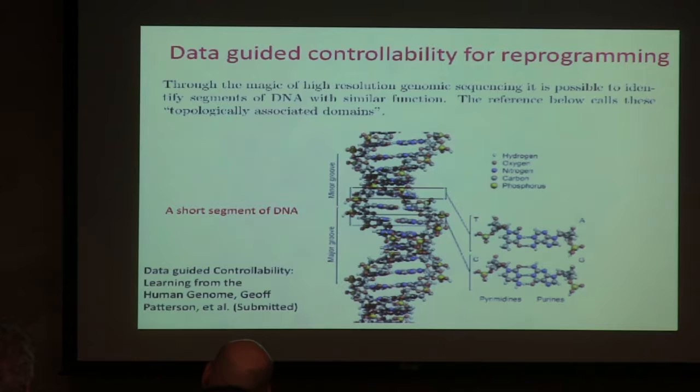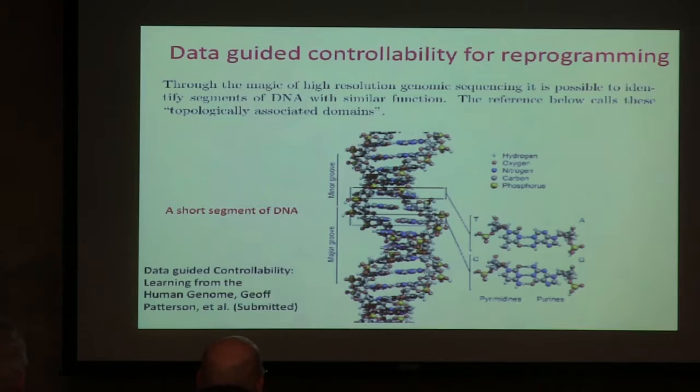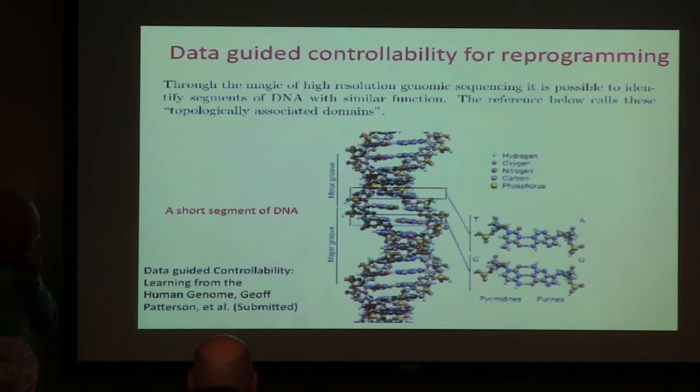And in this work, there was discussed the idea of topologically associated domains. That is, shorter strings of DNA, which seem to somehow act in unison. What is meant by function? Or do you say single function? A single function. Oh, they act together. They're active at the same time. Well, I think it's vague. They seem to activate together.